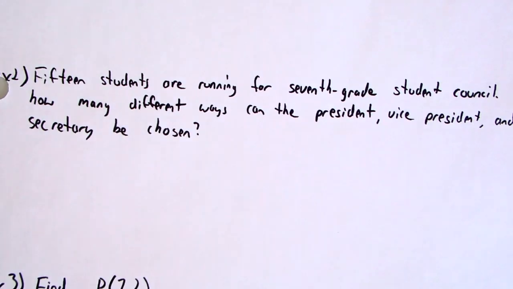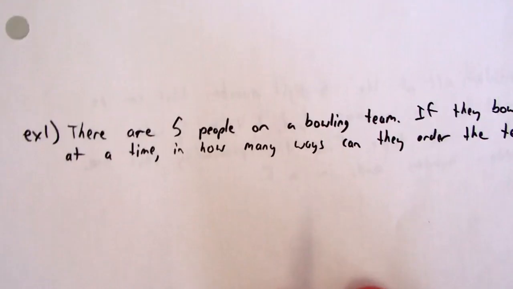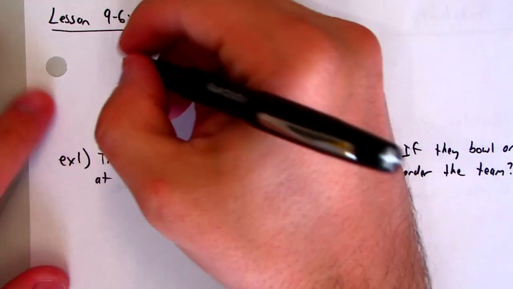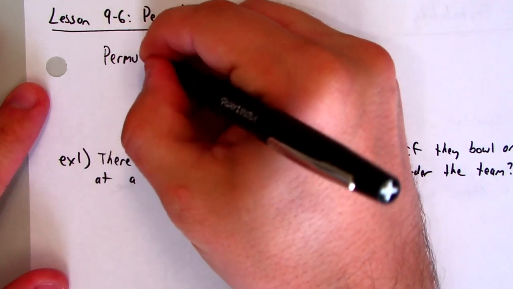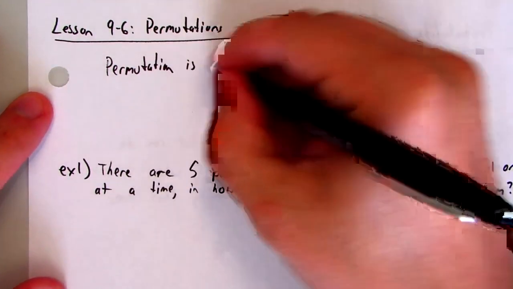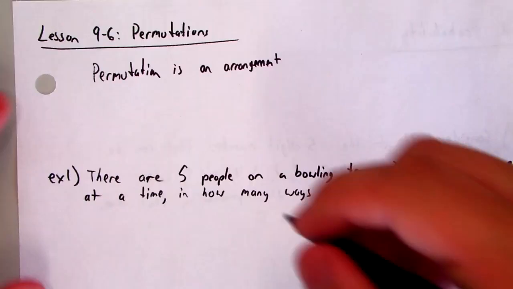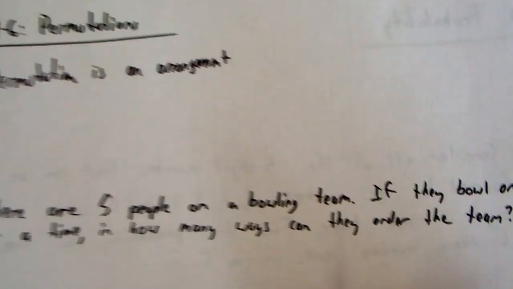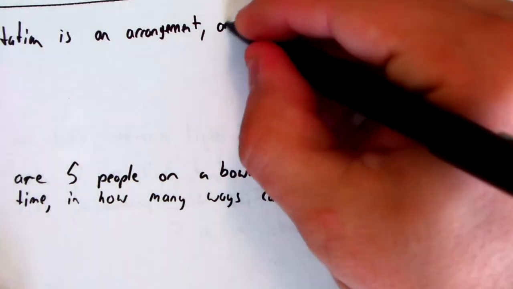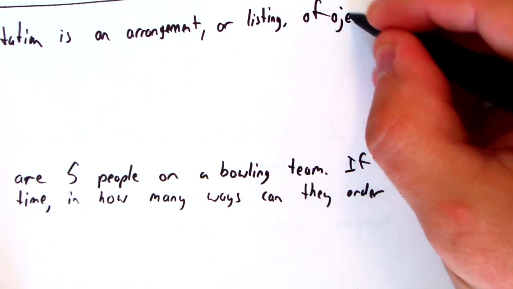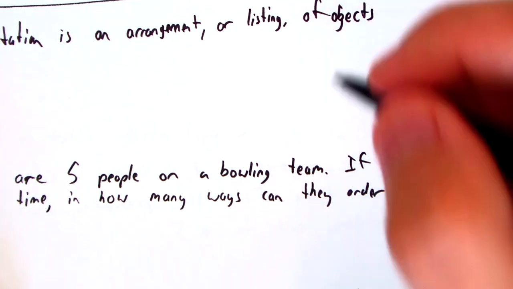All right, today we're going to be talking about Chapter 9, Lesson 6. This is called Permutations. A permutation is dealing with an arrangement, or listing of objects, where the order is important.